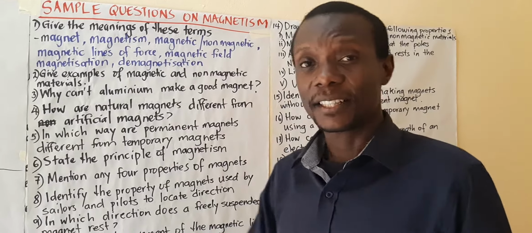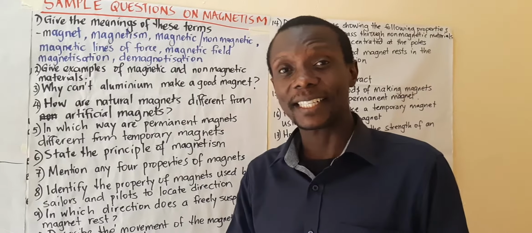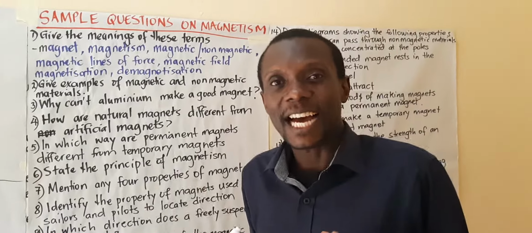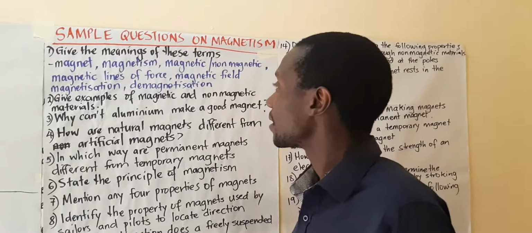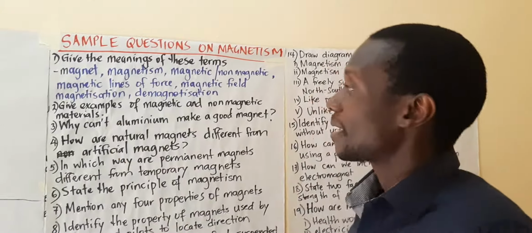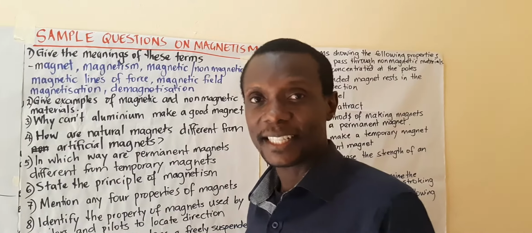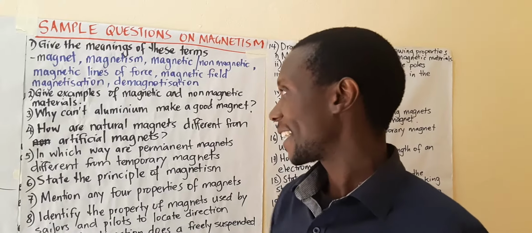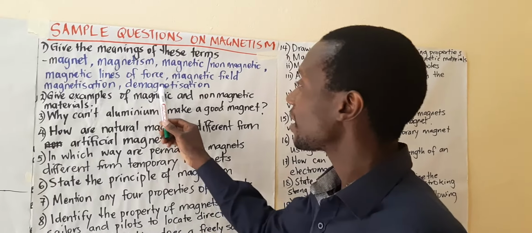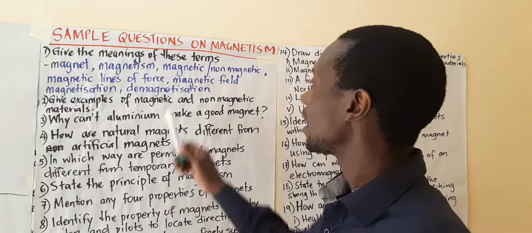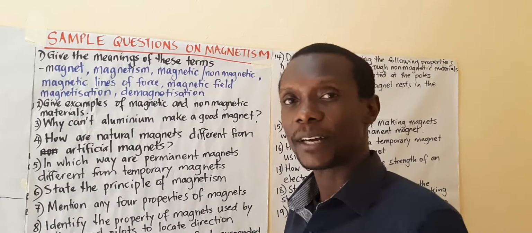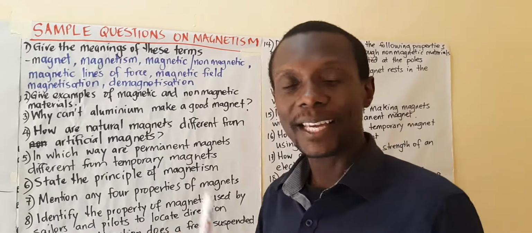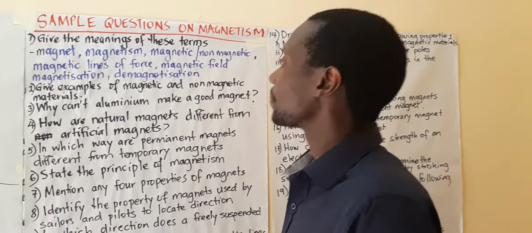Magnetic field, this one we said it's the area in which a magnet exercises its force, or it is the area in which a magnet can attract magnetic materials. Magnetization is the process of making magnets, or it is the process of making a magnetic material gain magnetism, and demagnetization being the opposite of magnetization, it is the process of weakening a magnet, or destroying a magnet, or making a magnet lose its strength.